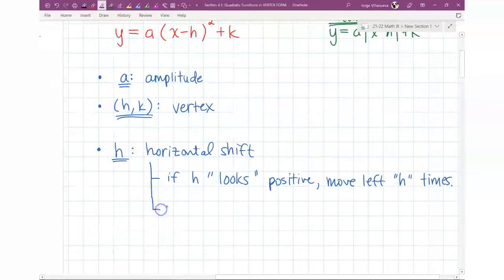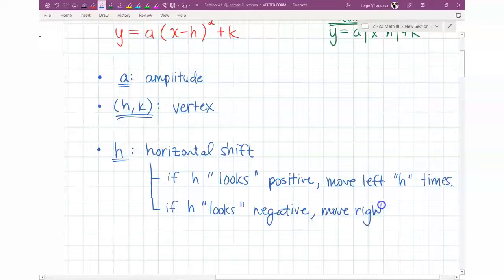And if h looks negative, you're going to move right h times. I mean, this is the key to doing most of these graphs, so I hope you guys don't mind all this writing, but it's going to be the real reason why we can graph these things so quickly. Okay? So that's our h term.